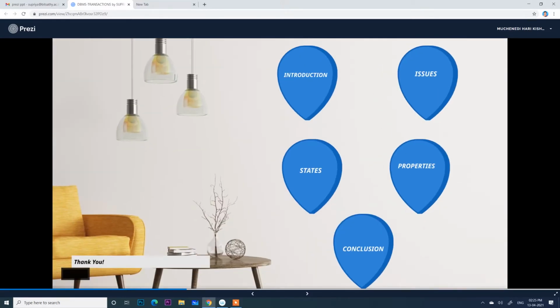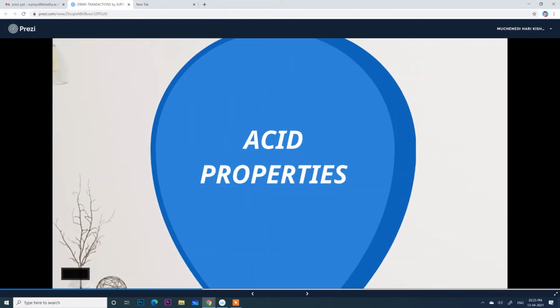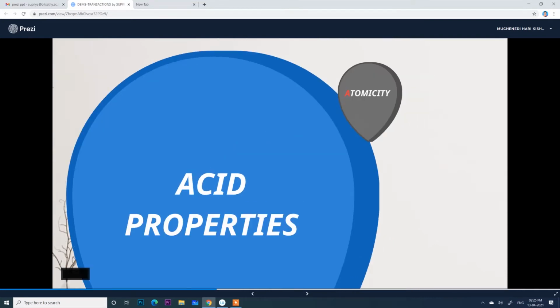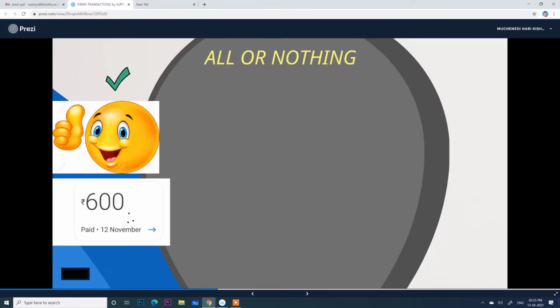So in order to ensure consistency in the database, the transaction has to satisfy certain properties called ACID properties. So let us see what is ACID. A stands for atomicity. Atomicity means the all-or-nothing rule.